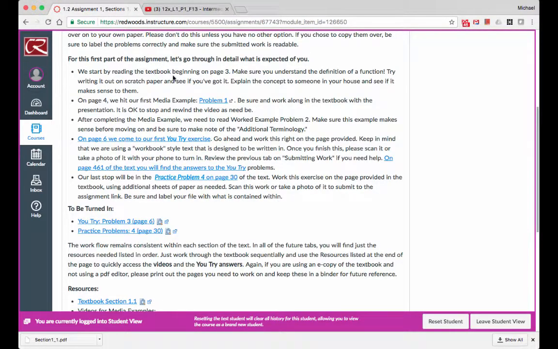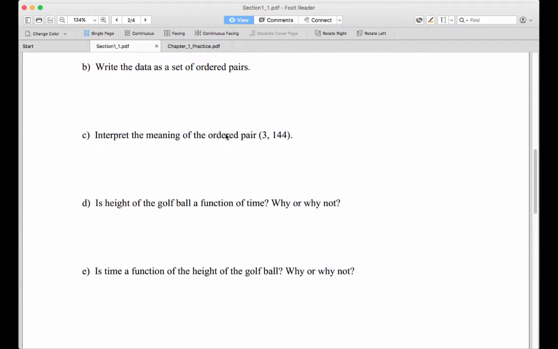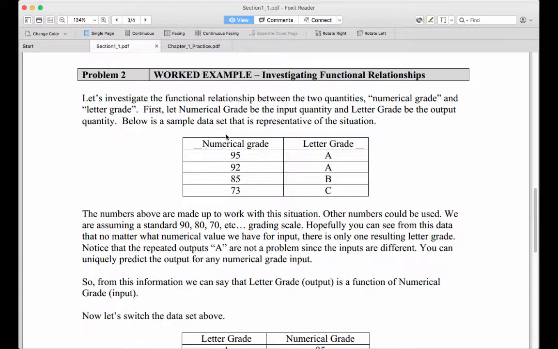Once you've done that, the next thing that you're going to come across after a media example is going to be a worked example. So if we go back to the textbook again here, you come across the next page on page 5, problem 2, which is a worked example, investigating function relationships. These are meant to be read.